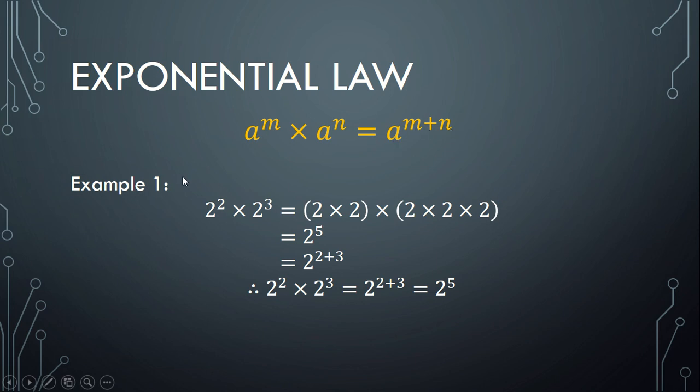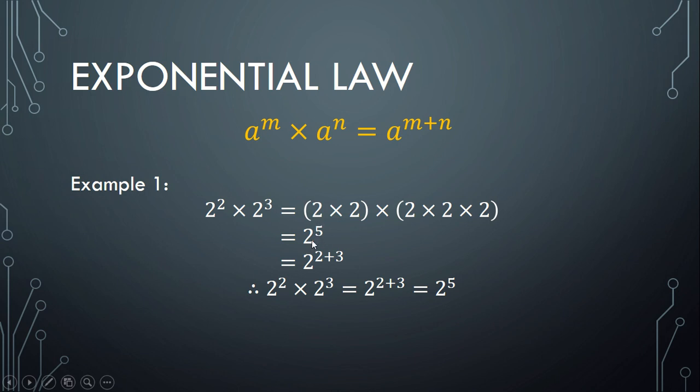So let's see the example. If we have 2 to the power of 2 multiplied by 2 to the power of 3, so 2 to the power of 2 is actually 2 times 2, and 2 to the power of 3 is 2 times 2 times 2. So in total, we have 2 multiplied by itself 5 times. Therefore, we can write 2 to the power of 5.